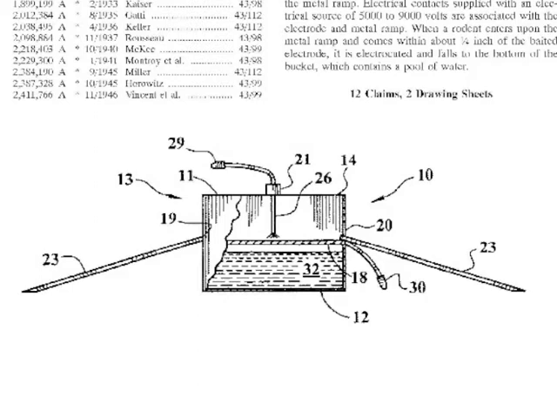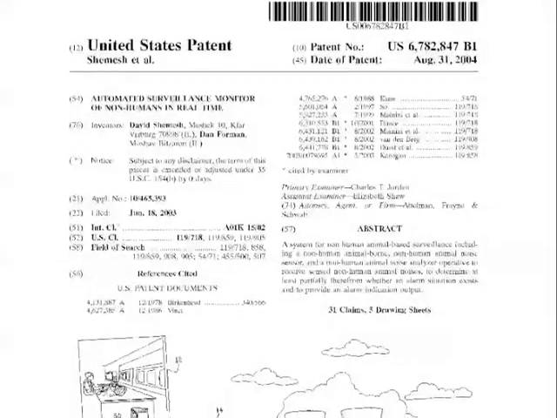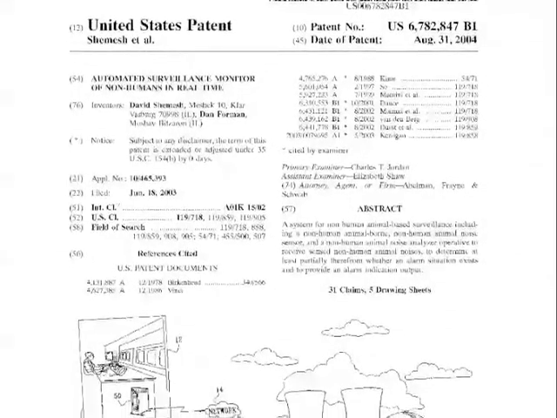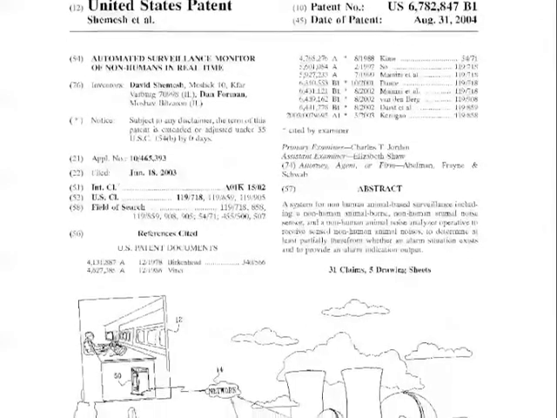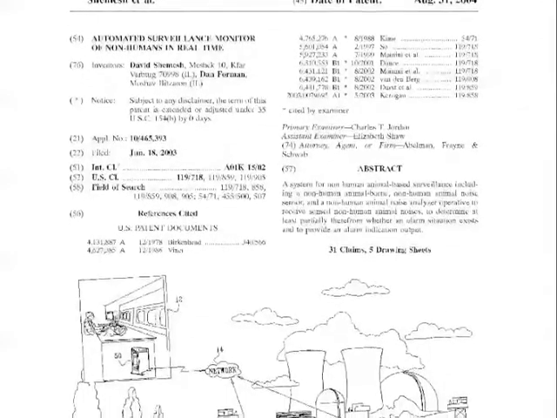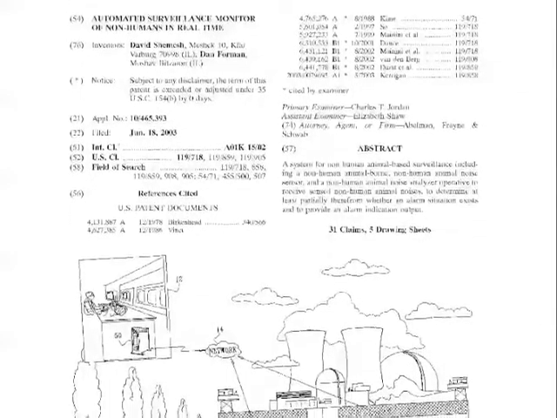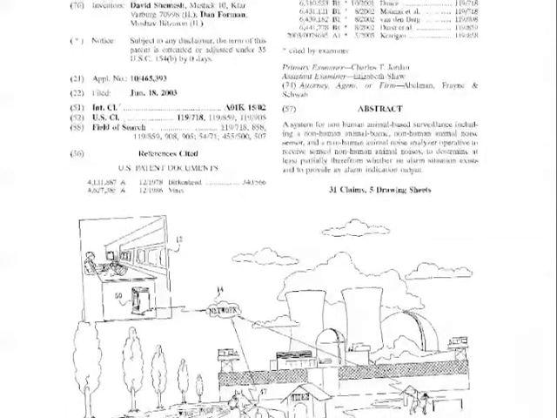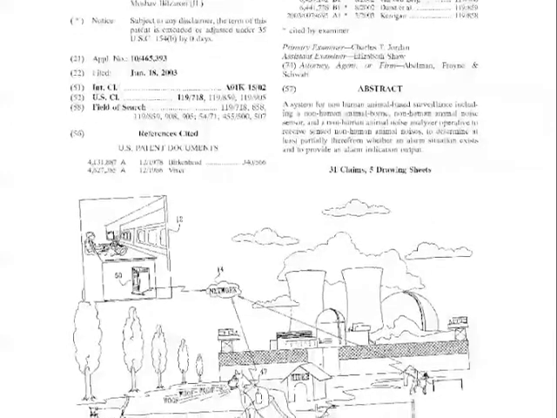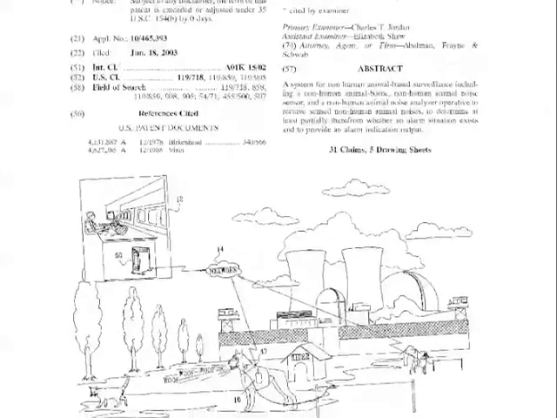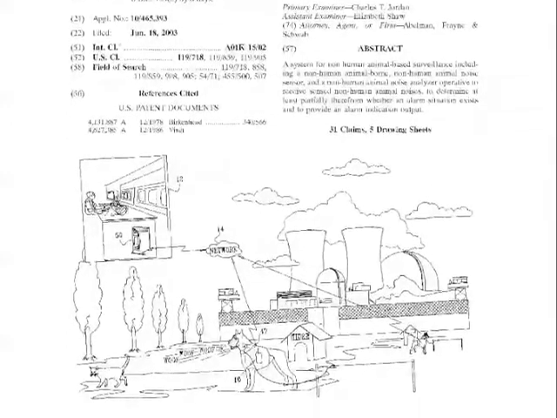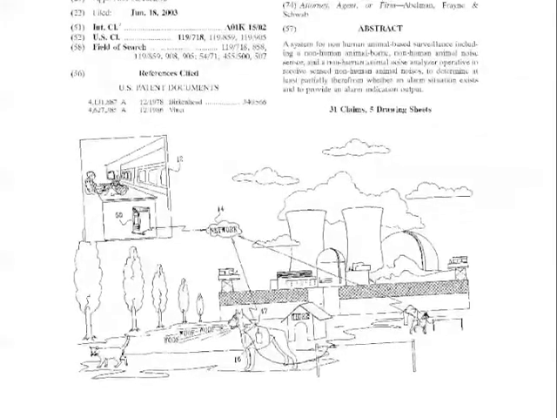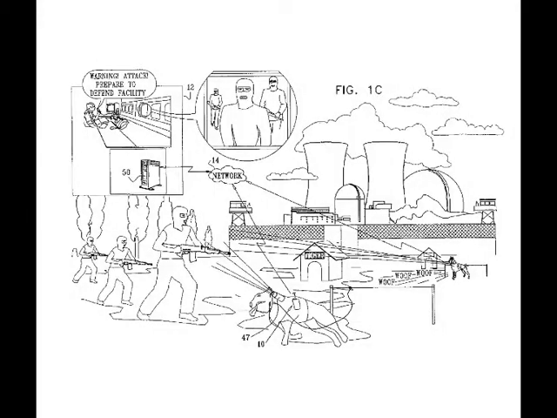Now, from catching mice, we move to catching bad boys. David Shimesh's patent 6782847 offers a way of surveillance using electrified dogs, among other things. His diagram, although much more complex than the previous one, also lacks a focal point because of its complexity. What should we focus on here? The terrorists? The dog? The cooling towers?